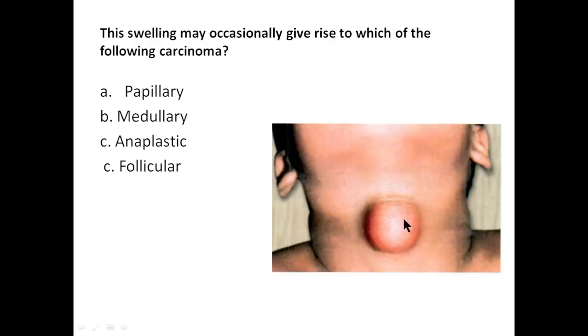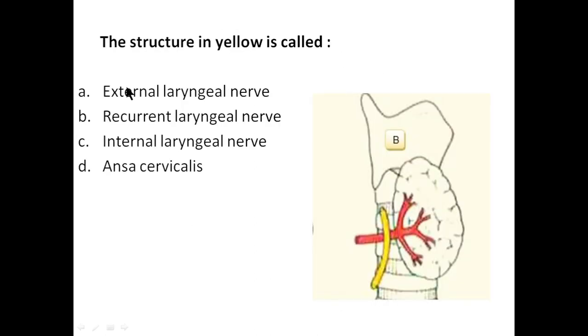Another thyroglossal cyst, and the question is, this swelling may occasionally give rise to which of the following carcinomas? Occasionally, it gives rise to papillary carcinoma. Go for A. A lateral view of the thyroid gland, inferior thyroid artery, and recurrent laryngeal nerve. The question is, the structure in yellow is called the recurrent laryngeal nerve. Go for B.